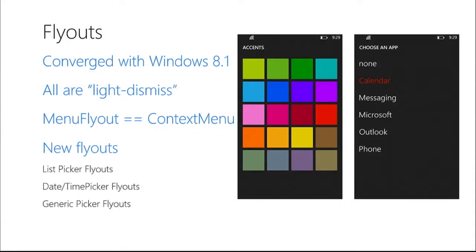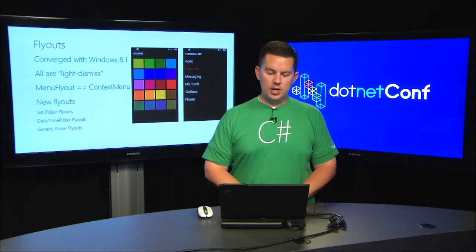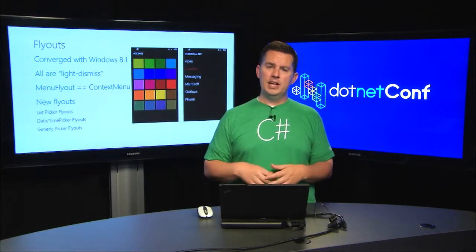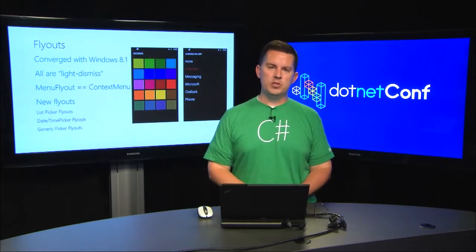Flyouts is a new concept to Windows Phone, and this is part of our converging to that universal Windows platform. So all the flyouts are what we call light dismiss. They're this light pop-up layer, and as the user taps away from those experiences, they will just dismiss. There's no forcible dismiss mode there.